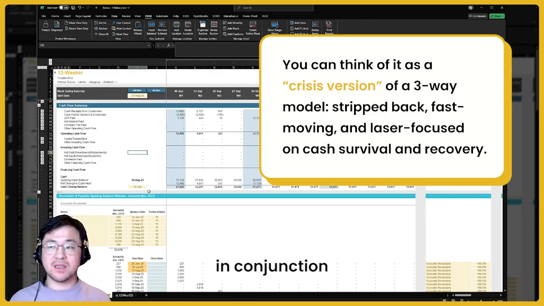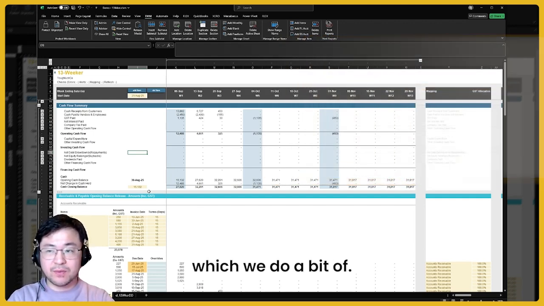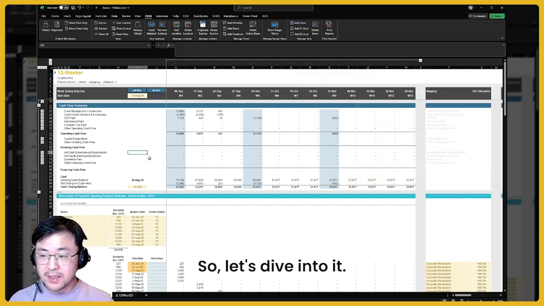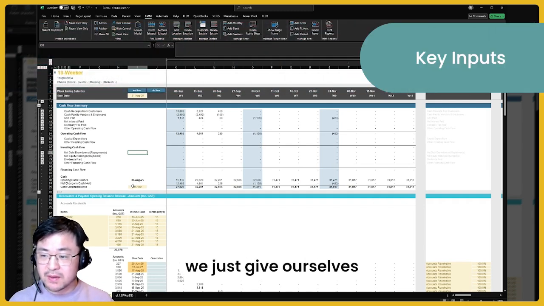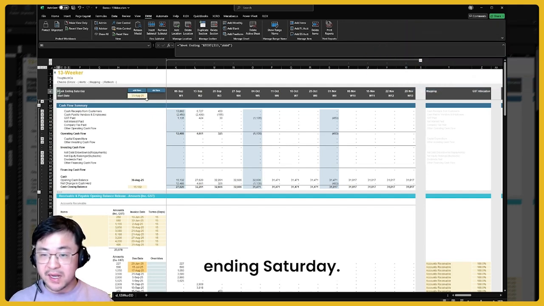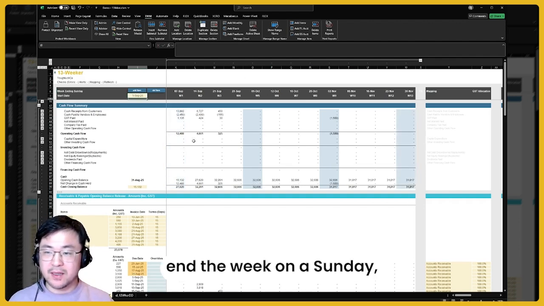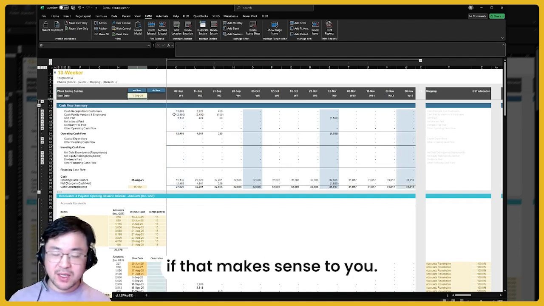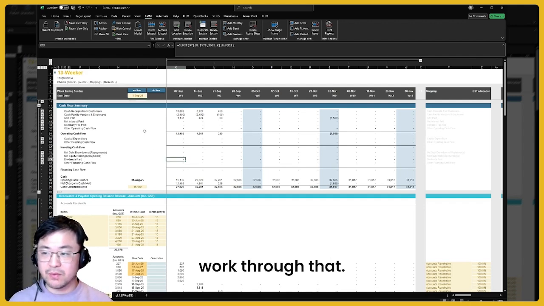We often use it in conjunction with a three-way model, especially in turnaround modeling, which we do a bit of. So let's dive into it. If we look at this model, we just give ourselves a start date. In this particular situation, the start date lands with a week ending Saturday. You can play around with this to get to an equivalent week so that you can end the week on a Sunday, if that makes sense to you. It doesn't really matter because the daily reconciliation will work through that.